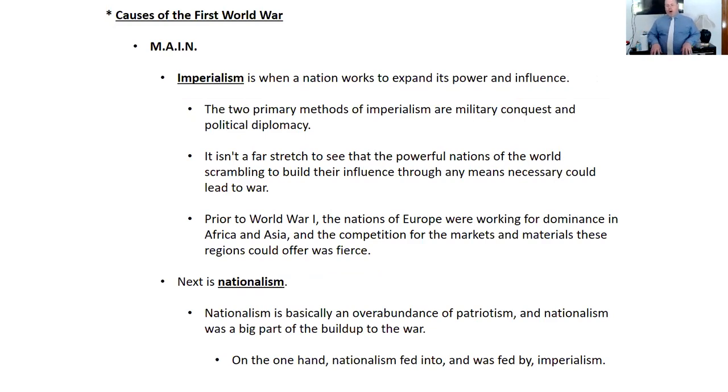Prior to World War I, the nations of Europe were working for dominance in Africa and Asia, and the competition for the markets and materials these regions could offer was fierce. Lastly, in our acronym MAIN is nationalism. Nationalism is basically an overabundance of patriotism, and nationalism was a big part of the buildup to the war.